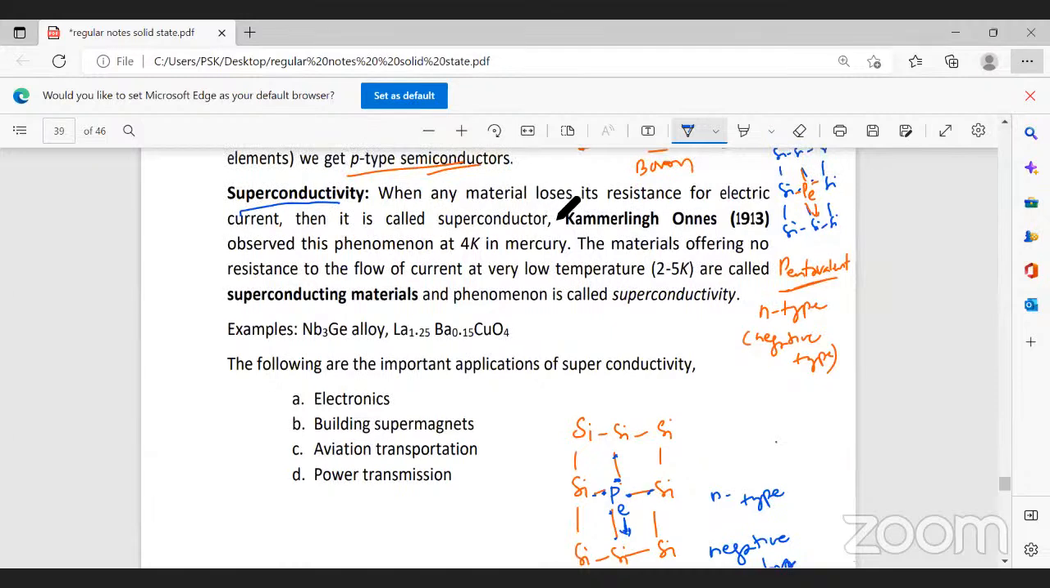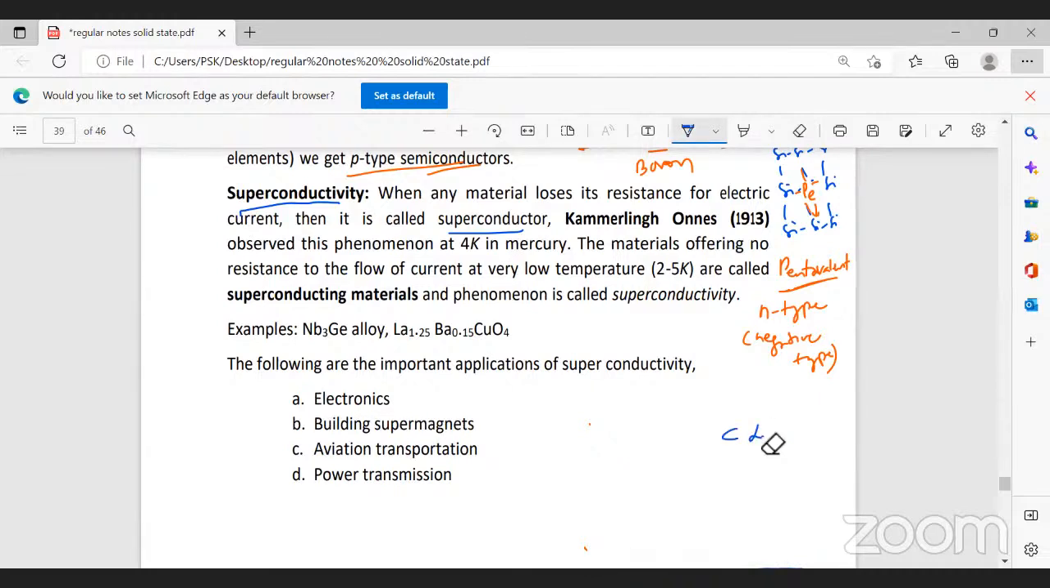Now, superconductors, superconductivity. When any metal loses its resistance for electric current, it's called a superconductor. Now, to be more precise and in simple words, if any material has no resistance for the flow of electrons, it will be called a superconductor. Conductance is the reciprocal of resistance. So if conductance is high, it means the resistance should be what? Low. Now for a superconductor, resistance is almost zero. When resistance is almost zero, a material can be a superconductor.